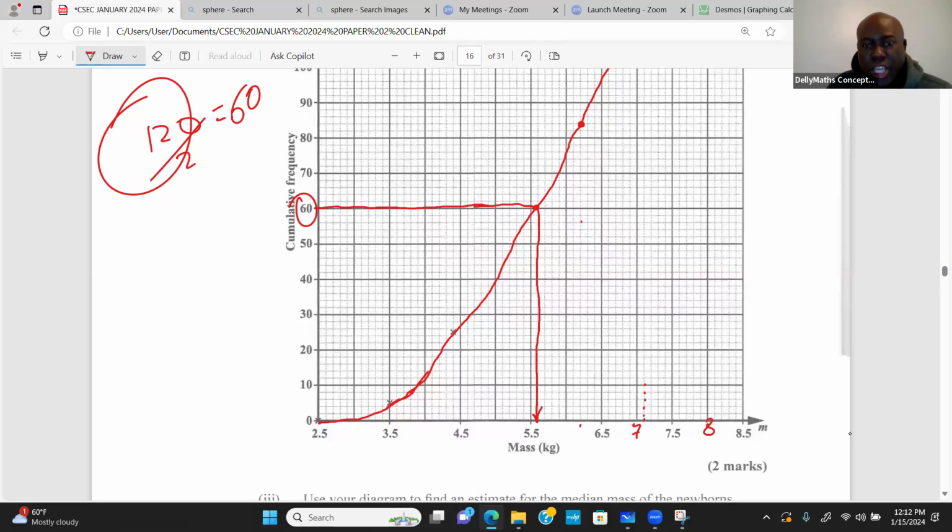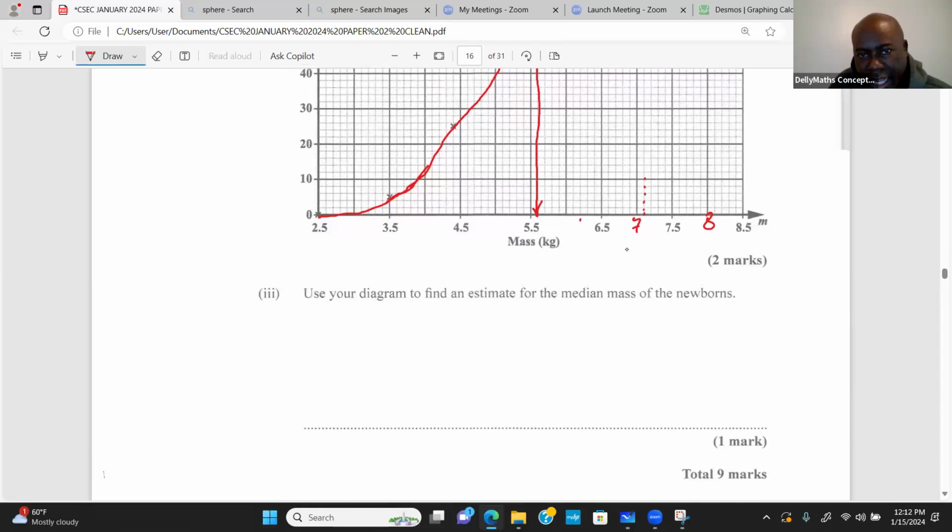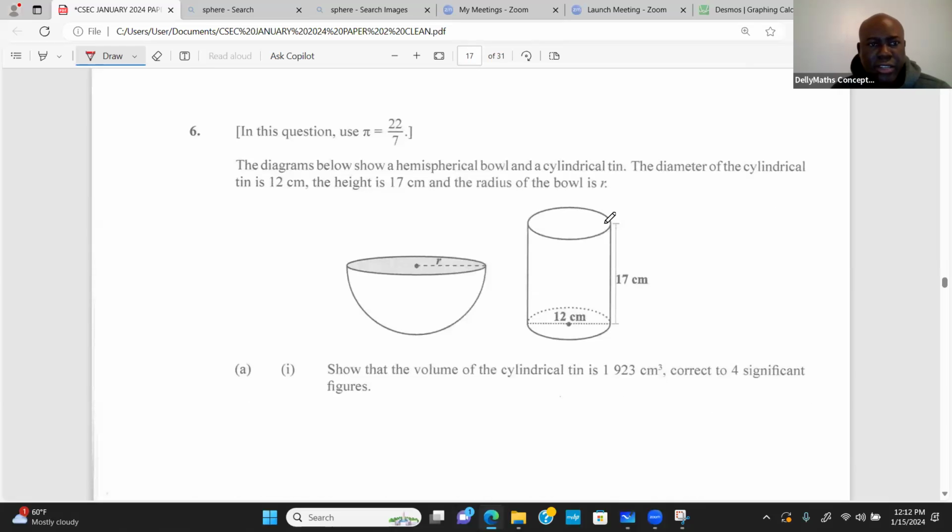I'm getting a 5.6. So the thing is, when you do these though, CXC would know that when you join your freehand, some persons would have a slight bend, some may not. So the truth is there's a range of answers that they have, but everybody's answer should be very close though. So mine is 5.6 kilogram. That's my median, 5.6. So anywhere in the 5.5, 5.6, maybe 5.7, or maybe 5.4, right there. So I'm thinking 5.4 to 5.7 would be an acceptable answer, right? All right, let's look at number 6.